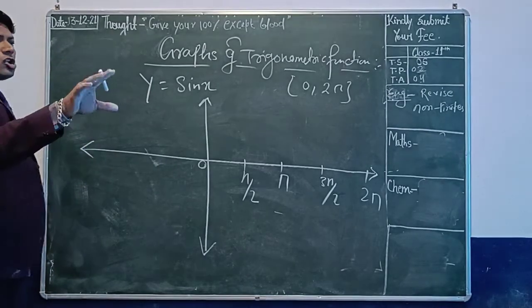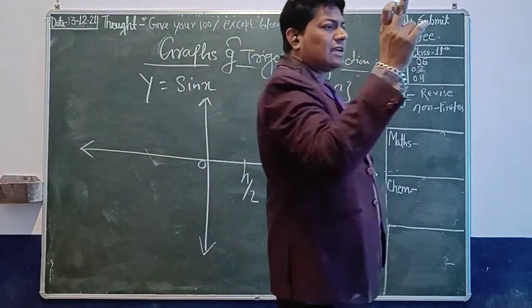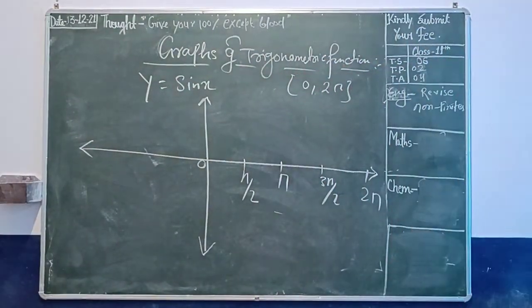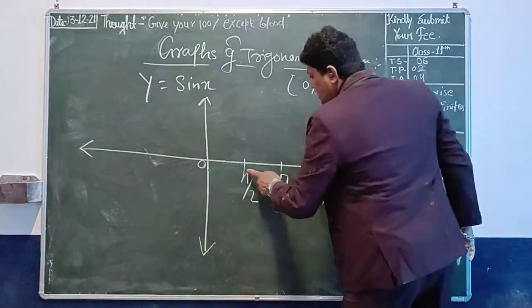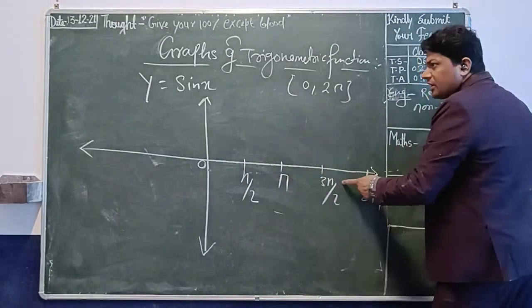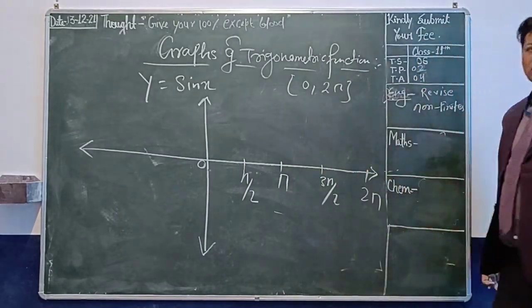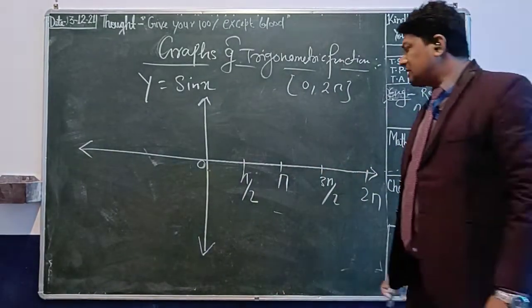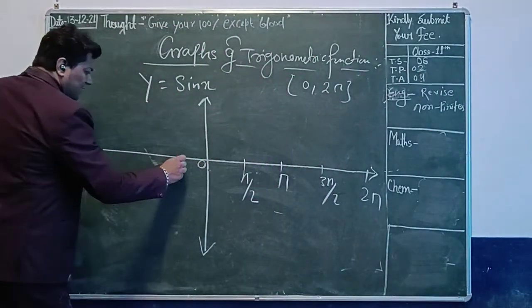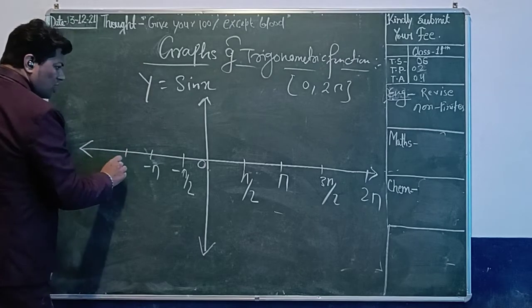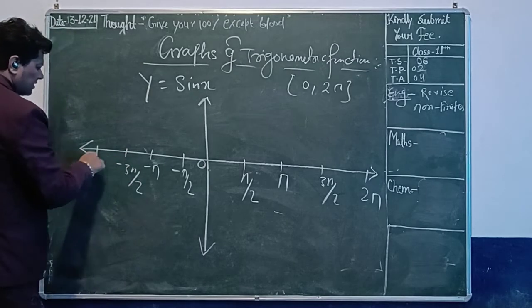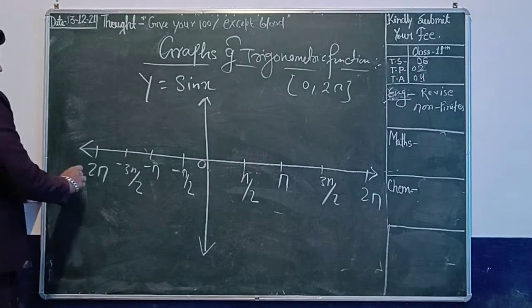So whatever on the coordinate system, starting from 0 to 90, 90 to 180, 180 to 270, 270 to 360. Is it clear? In the same way, you can go through here. Minus pi by 2, you can go. Minus pi, you can go. Minus 3 pi by 2, and in the same way, you can go for minus 2 pi.